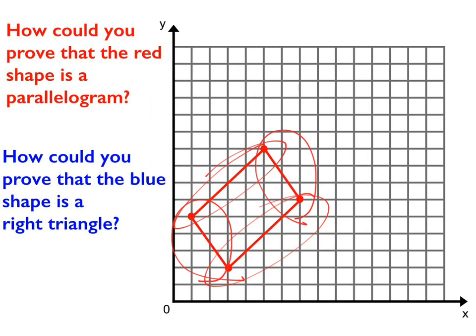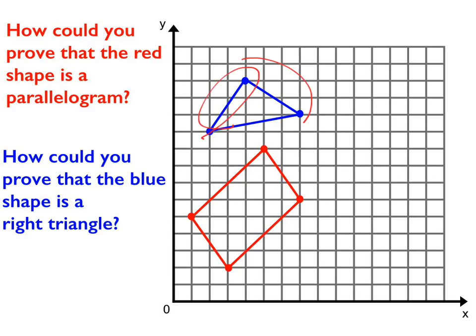Okay? Now, let me go ahead and bring up the blue triangle. How could you prove that that is a right triangle? Same thing. Quickly talk about that with your shoulder partner. There you go. So if we take this side and this side, that's where the right angle is supposed to be. Make sure that the slopes are opposite reciprocals. In other words, make sure that they have a product of -1 for the slopes.